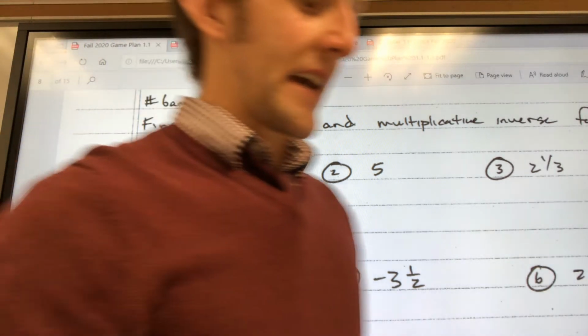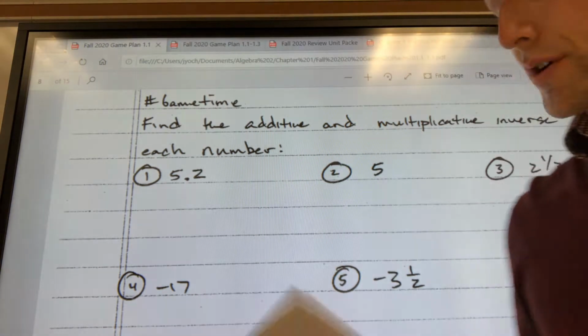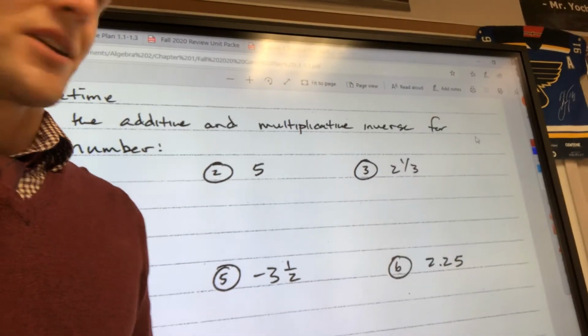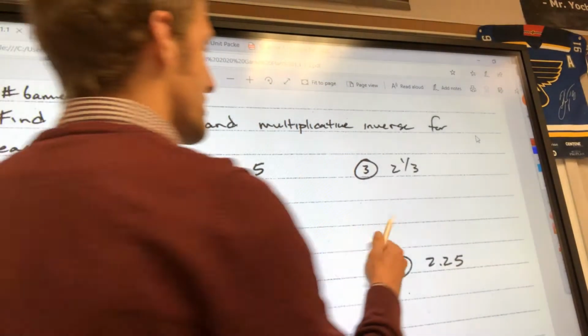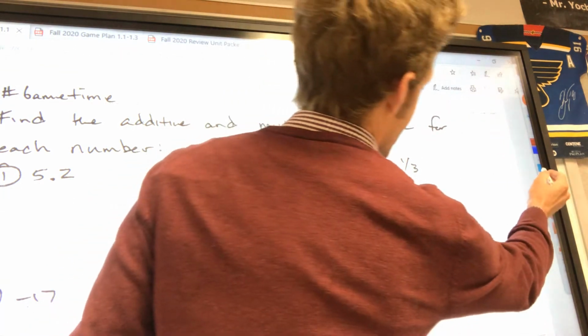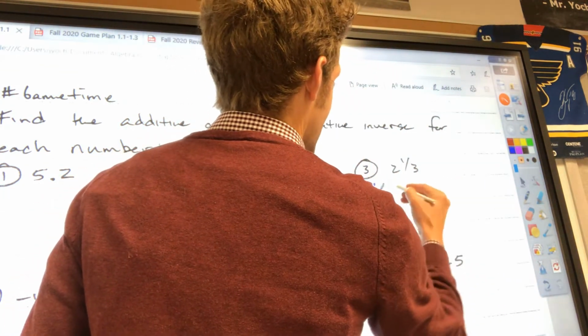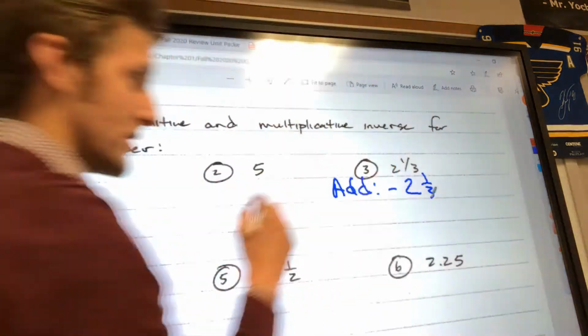Anyway, find the additive and multiplicative inverse for each number. I'm going to do number 3 with you here. So let's make sure 3 is in the video. Number 3, we have 2 1/3. So first off, the additive inverse is a negative 2 1/3.